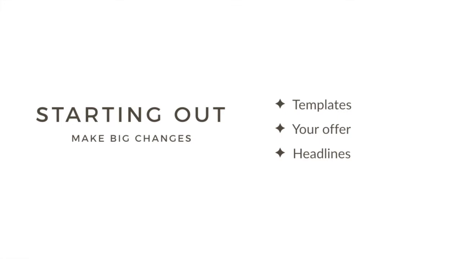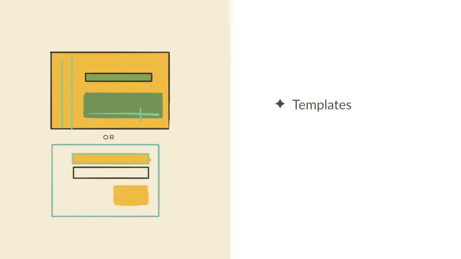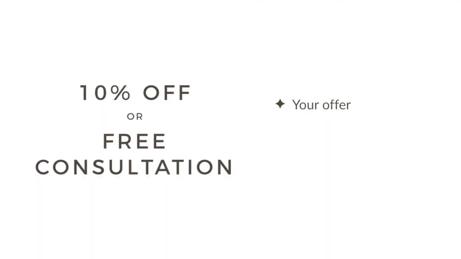When you're starting out, you're going to want to have big differences between the two forms that your website visitors are going to see. These will be things like the template that you choose or the thing you are offering them. An offer is like if you're wanting to sell more commissions, you might say get 10% off when you sign up for my email list, or you could say get a free consultation when you sign up for my email list. That is going to be the offer.